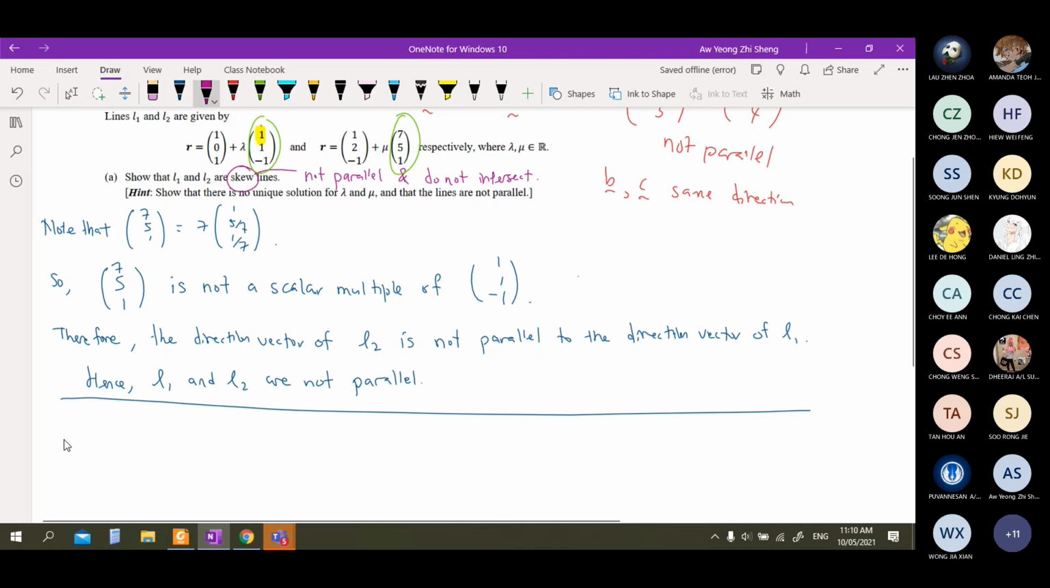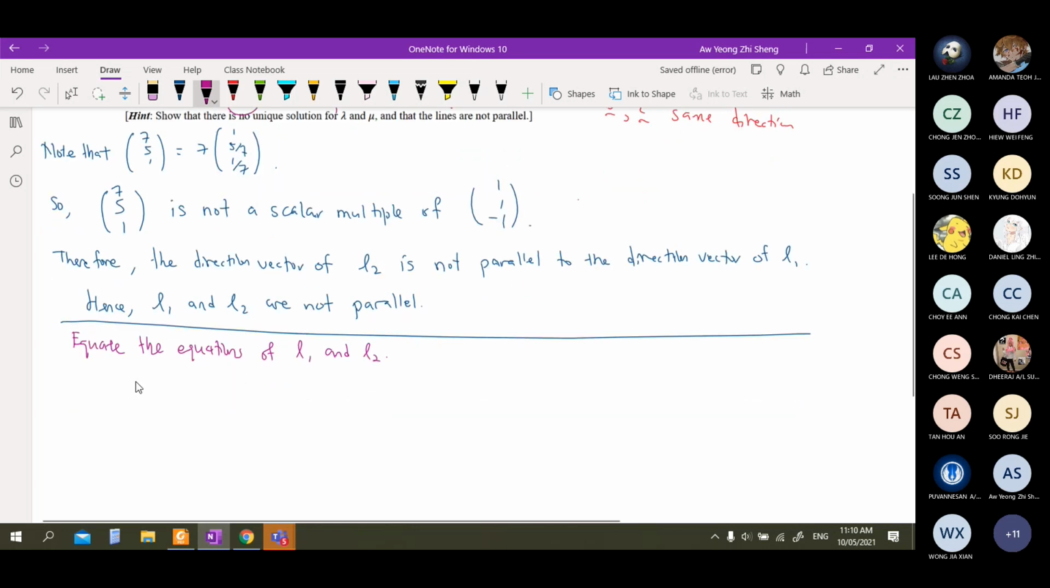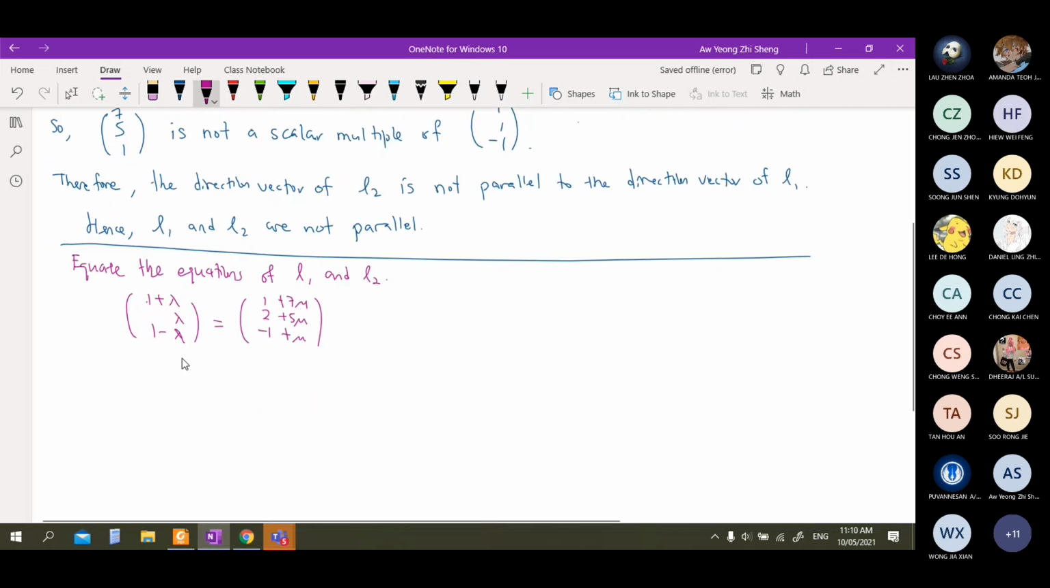Okay. So in our working, we say equate the equations of L1 and L2. And then you have this 1 plus lambda, lambda, and 1 minus lambda. And the other side will be in terms of mu. And then write down the three equations, labeling them as 1, 2, and 3.